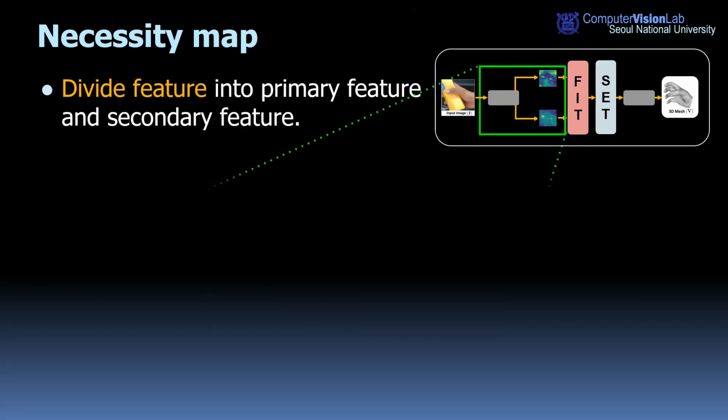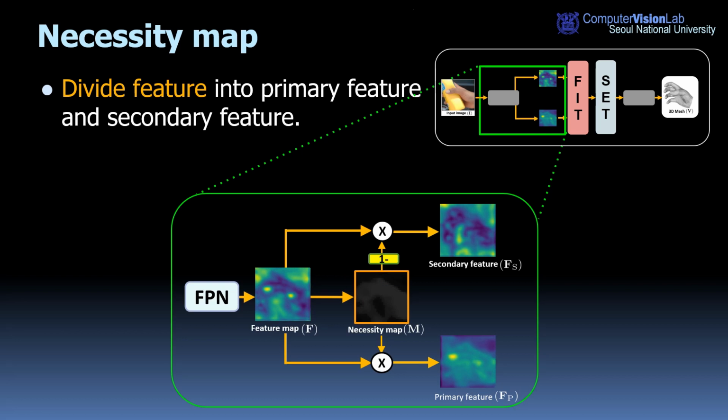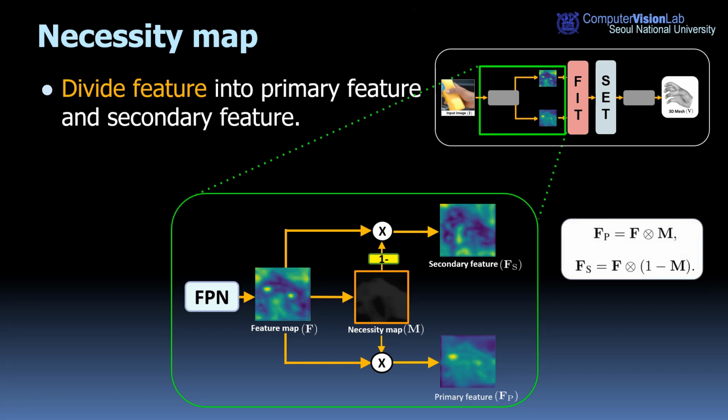From the feature extracted from the FEN, we feed the features into consecutive convolution layers to obtain the necessity map. The necessity map represents the scores according to spatially varying importance, which is caused by redundant information such as object and background. With this necessity map, the secondary feature and primary feature are obtained with a sum-to-one constraint and fed into the following FIT module.